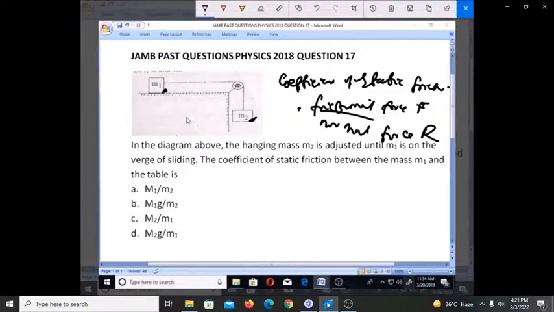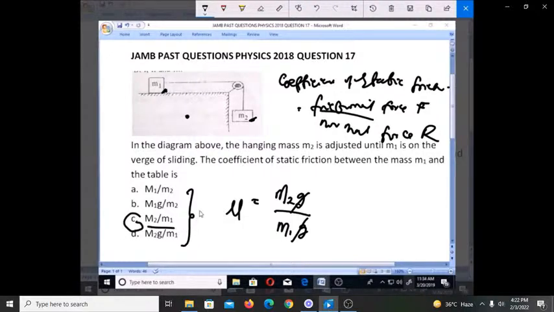Then basically, looking at this diagram and the options we have here, you can simply relate this by saying that U is the force by this M2, which is mass times acceleration due to gravity, all over the force by this M1, also times the acceleration due to gravity. So if you cancel the G, you have U equal to M2 over M1. And that is C as the option and the correct answer. So C is the answer.